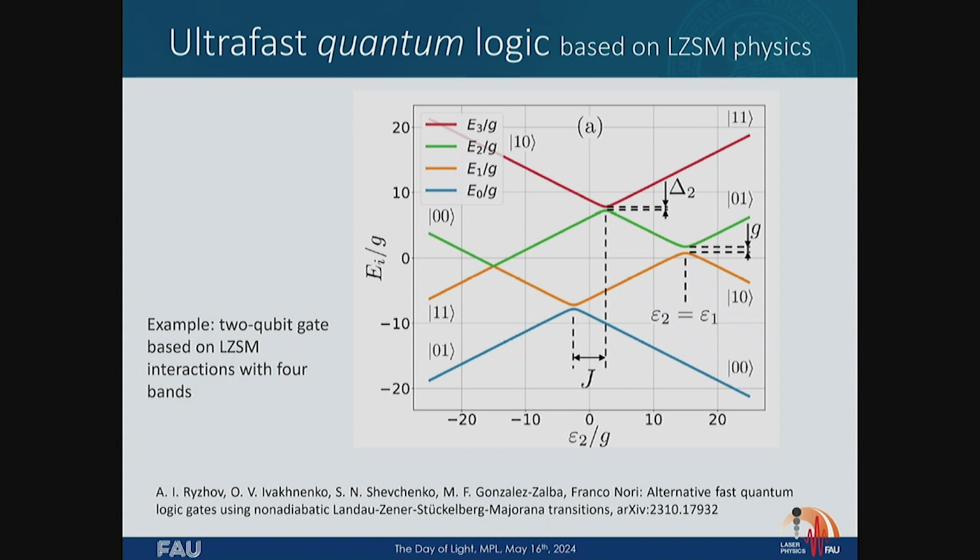What's crazy, my only outlook slide: a fantastic idea from our friends in Kharkiv, in Ukraine. They are still there. Sergei Shevchenko and his team, together with Franco Nori at RIKEN, realized that with a material like this, not just with 2 bands but with 4 bands, you can use Landau-Zener-Stückelberg-Majorana physics to build 2-qubit gates. So you can use these ultrafast driven electrons not as classical bits, but also as quantum bits. That's fascinating, because we saw already that the electrons are coherent over a certain time scale, and of course it would be fantastic to also use them as qubits. I found this idea really fantastic.